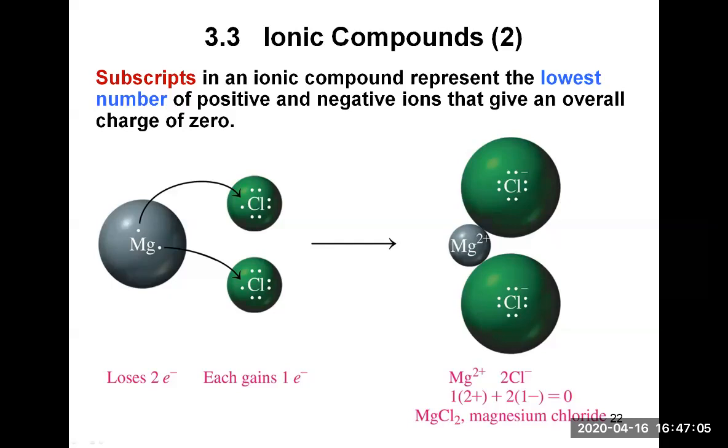And the little 2 in the lower right corner is written in subscript. And so the subscript in an ionic compound represents the lowest number of positive and negative ions that give an overall charge of 0. So here, this formula MgCl2 is neutral because the 2 plus charges from magnesium cancel the 2 negative charges from chlorine. And so we need the 2 as a subscript for chlorine.